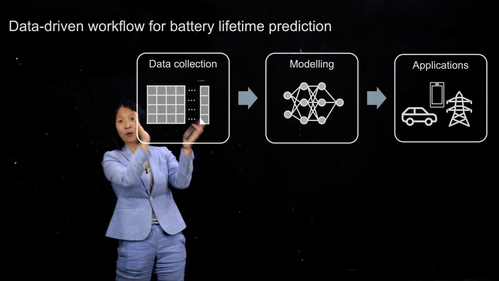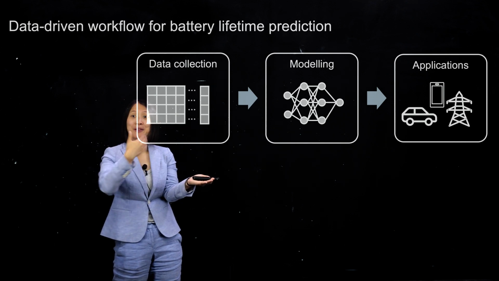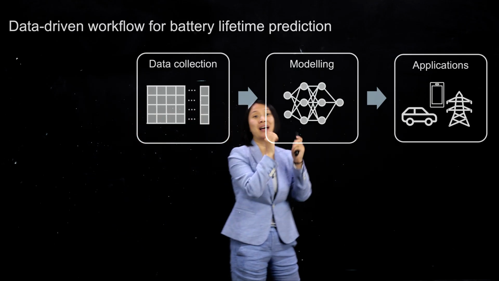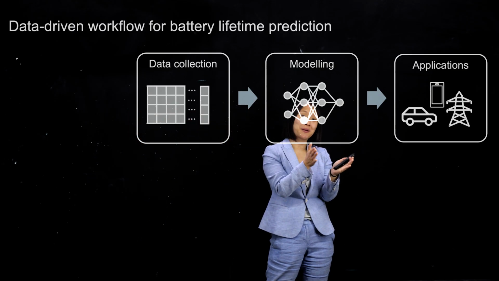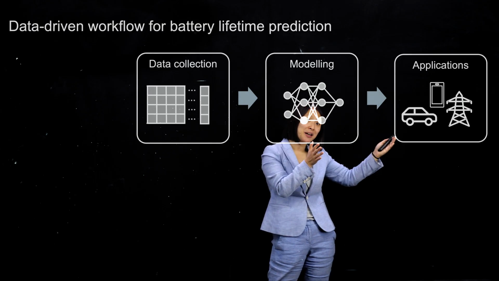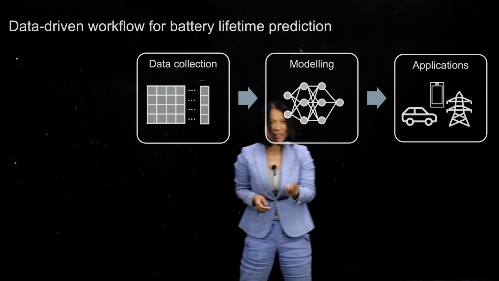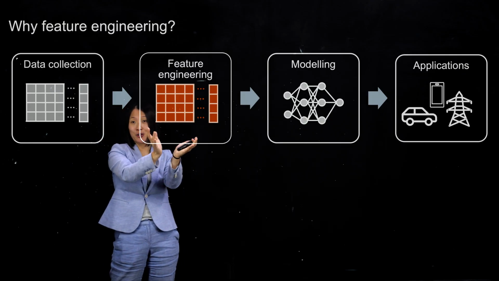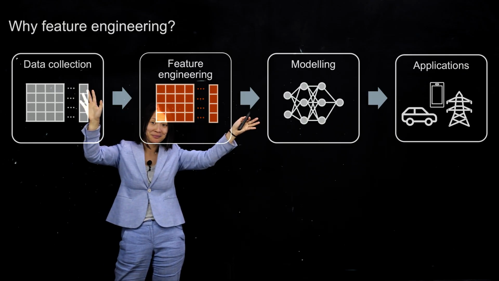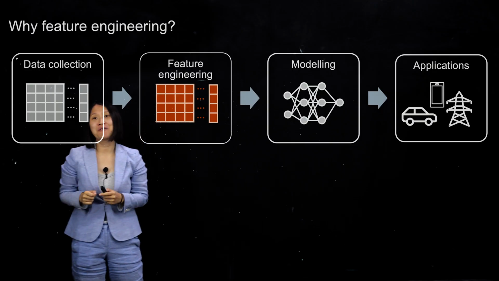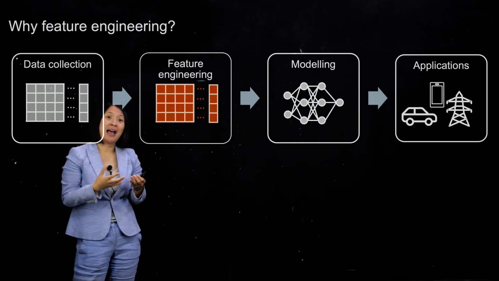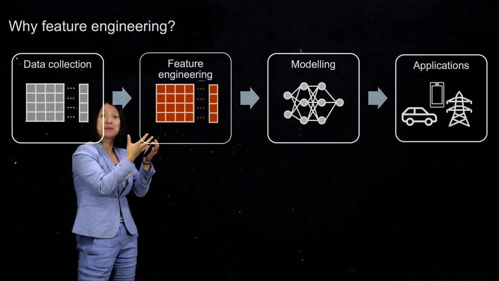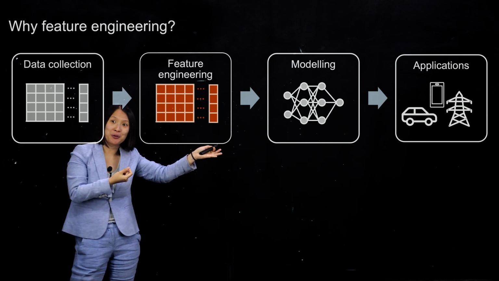So we were talking about how we can build a data-driven workflow for battery lifetime prediction. Indeed, we collect our initial data from battery cycling or battery aging tests. We build our machine learning models, and then we apply the results from our predictive models to different industry applications of batteries. So why do we need this additional step called feature engineering in between the data collection and the modeling? Typically, in feature engineering we transform the raw data into a format that is most suitable as the input to our model.